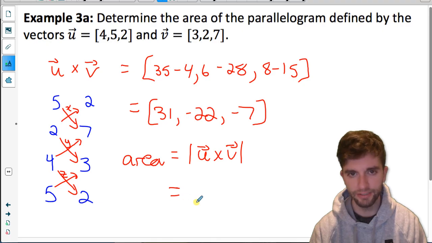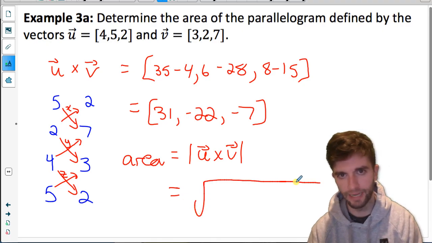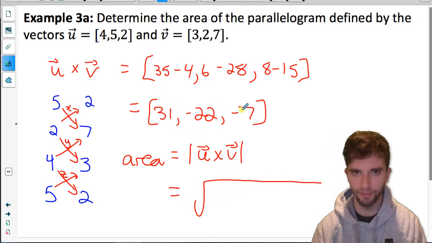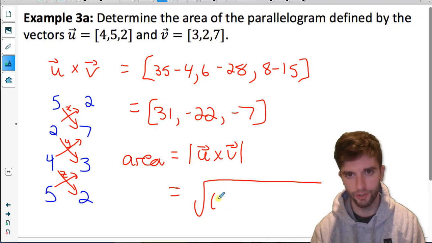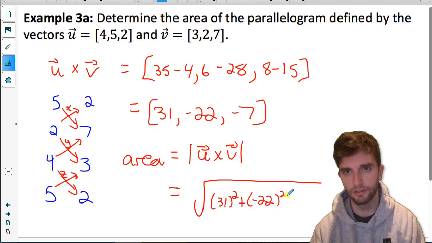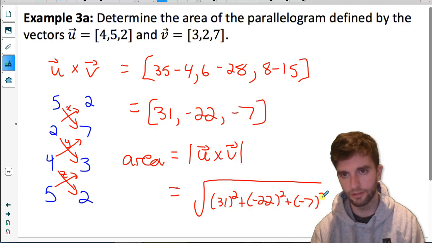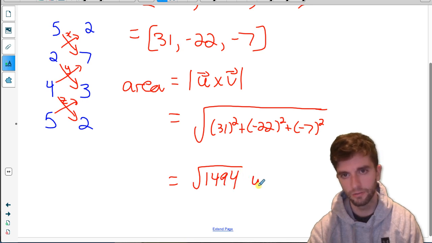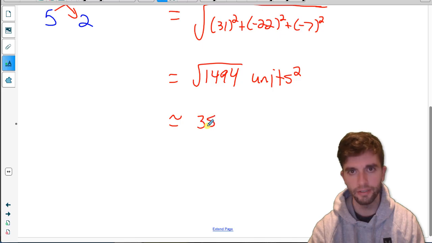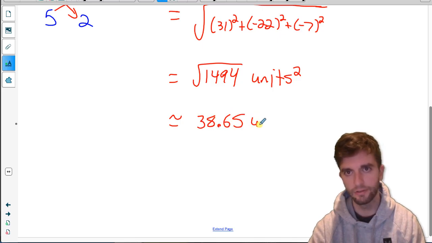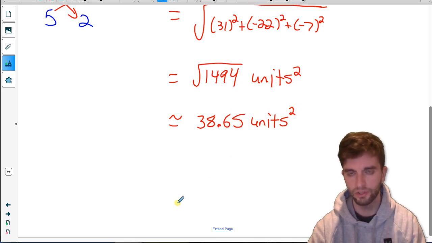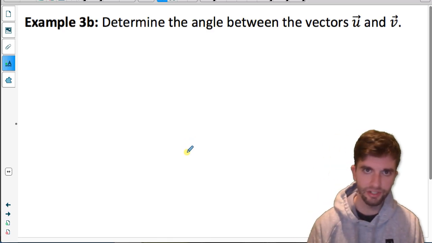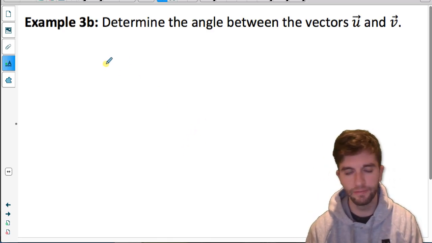So to get the magnitude of the vector, we use the formula for magnitude, which would equal the square root of the sum of the squares of each of the components. So the square root of 31 squared plus -22 squared plus -7 squared. So that equals the square root of 1494 units squared, or approximately 38.65 units squared.